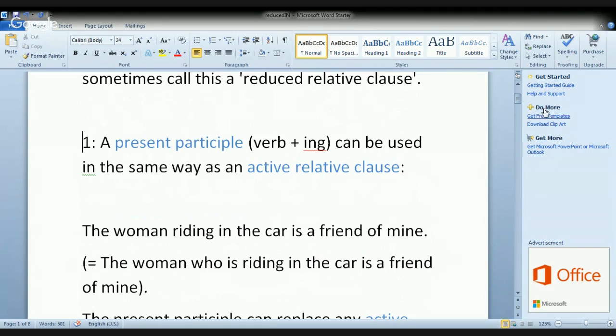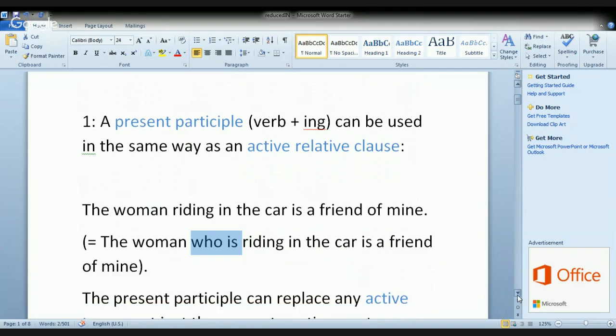So basically what we're doing is we're taking riding, okay, and we're just taking out who is, because we still have riding. And so this who is riding is only substituted for the word riding in the first sentence. Okay, so that's why we call it a reduced relative clause, because we're reducing the number of words that we're actually using in a sentence. Hopefully that makes sense to everybody, since I have no one to ask today.